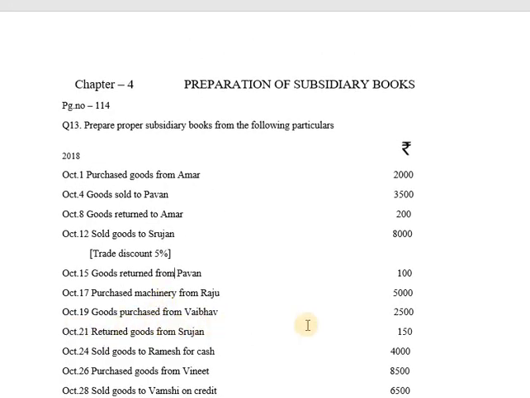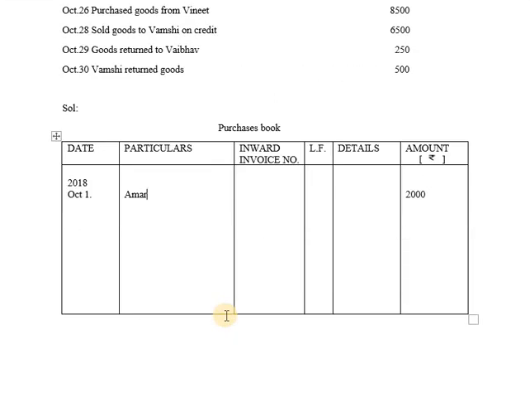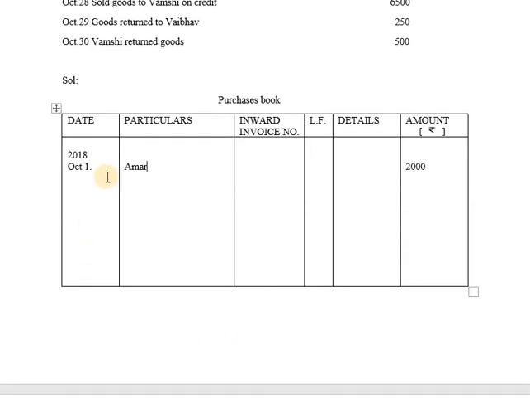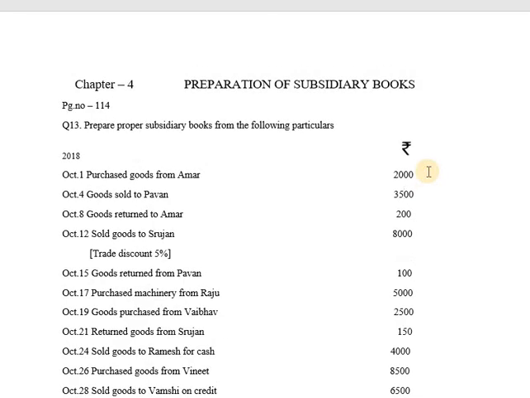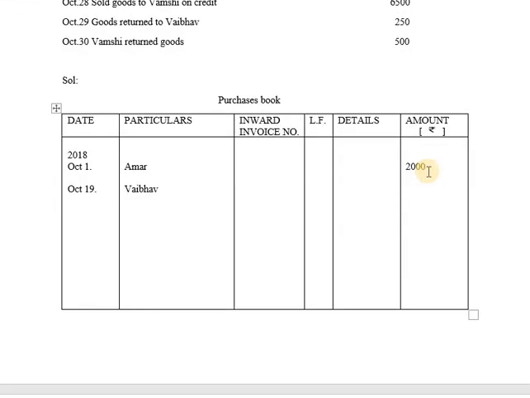After October 17, we have a transaction on October 19. Goods purchased from Vaibhav 2500. So it is a transaction of purchase. So it will be recorded in purchases book. It will be recorded as October 19 Vaibhav. So the date will be taken as October 19. October 19, as we have purchased goods from Vaibhav. Vaibhav name will be recorded in particulars, and the amount is, we have purchased goods from Vaibhav worth rupees 2500. So the amount will be taken as 2500.